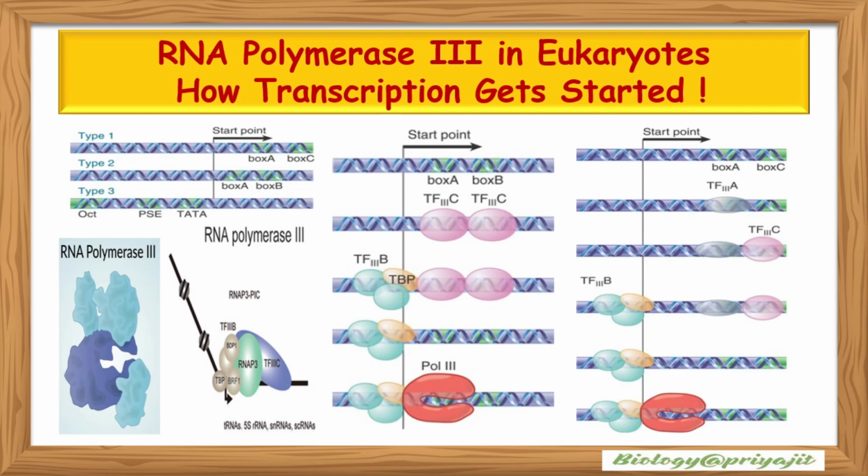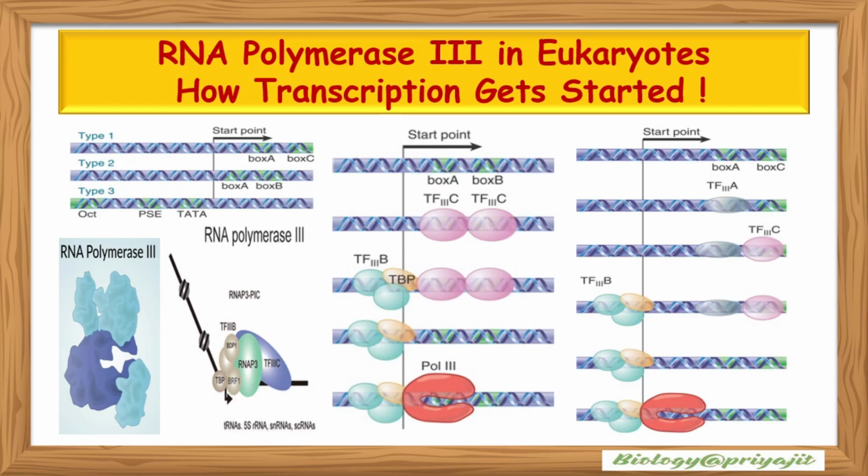Today we learn how RNA polymerase III in eukaryotes initiates transcription step by step. This enzyme is responsible for making small but essential RNAs such as tRNA, 5S rRNA and some snRNAs, which are crucial for protein synthesis and RNA processing. So we will explore how polymerase III uses internal and upstream promoters, assembles with specific transcription factors like TFIIIB, TFIIIC and TFIIIA, and starts transcription precisely at the correct site.